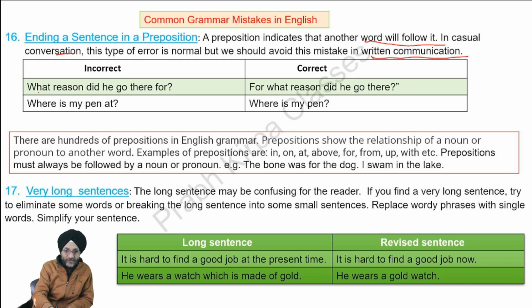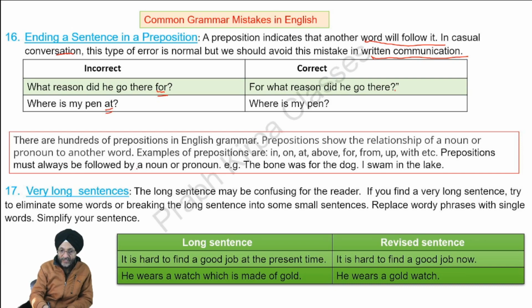Incorrect: "What reason did he go there for?" "For" is a preposition. We should not end the sentence with a preposition. Correct will be "For what reason did he go there?" Another: "Where is my pen at?" "At" is a preposition. The correct sentence is "Where is my pen?" There is no need of the preposition "at."